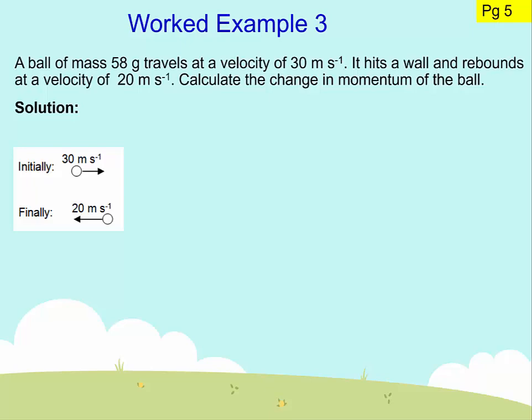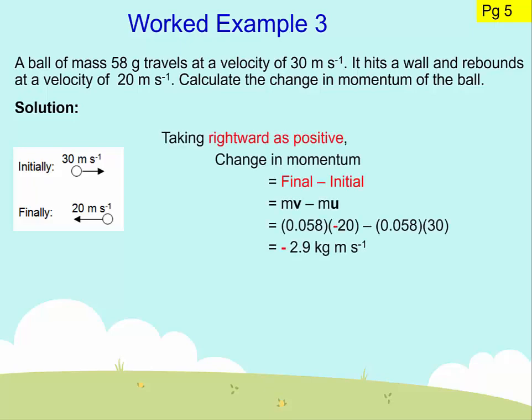First things first, we need to decide which direction is positive. So I will take rightward as positive. The change in momentum will be final minus initial. In physics, change is always final minus initial. So I use the final momentum, which is the mass times final velocity, minus the initial momentum, which is the mass times the initial velocity.